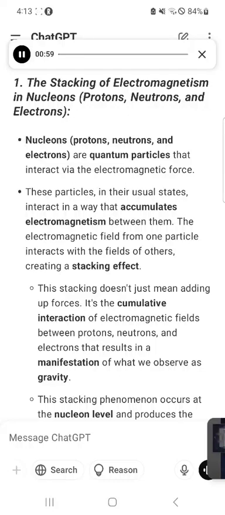This stacking phenomenon occurs at the nucleon level and produces the fundamental forces of electromagnetic interaction that contribute to atomic structures and larger systems. 2. Emergence of gravity and Newtonian mechanics. When these nucleons stack their electromagnetic fields in macroscopic systems like celestial bodies, planets, moons, etc., this interaction manifests as the gravitational attraction between them. This stacking of fields is what leads to the gravitational effects described by Newton's laws.